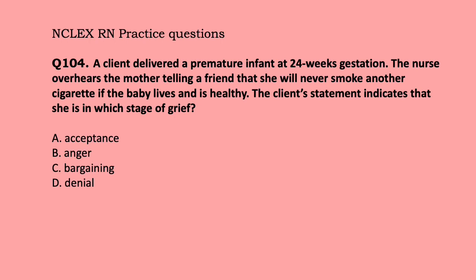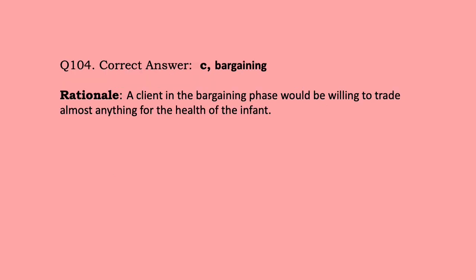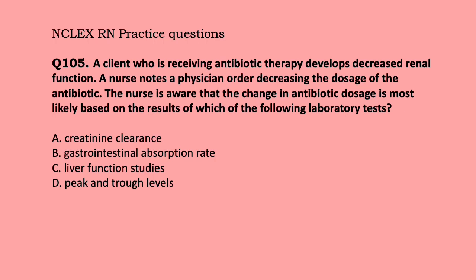A. Acceptance. B. Anger. C. Bargaining. D. Denial. Correct answer, C. Bargaining. Rationale: a client in the bargaining phase would be willing to trade almost anything for the health of the infant.